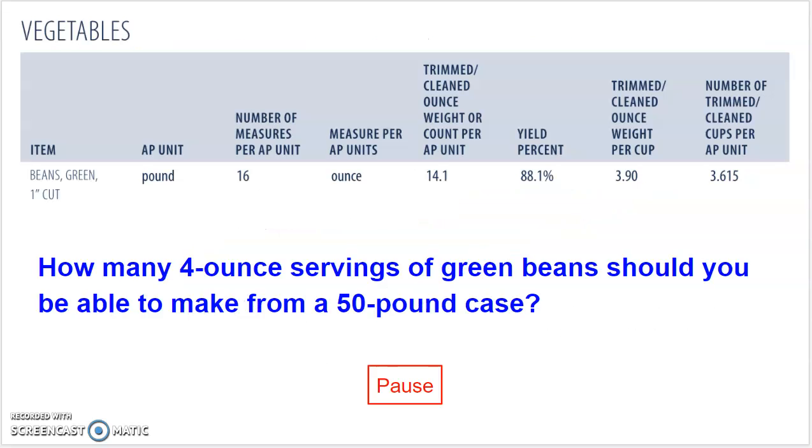So this one I want you to try out for yourself. How many 4-ounce servings of green beans should you be able to make from a 50-pound case? So pause the video here for a minute or two and work this one out for yourself so you can check yourself here.